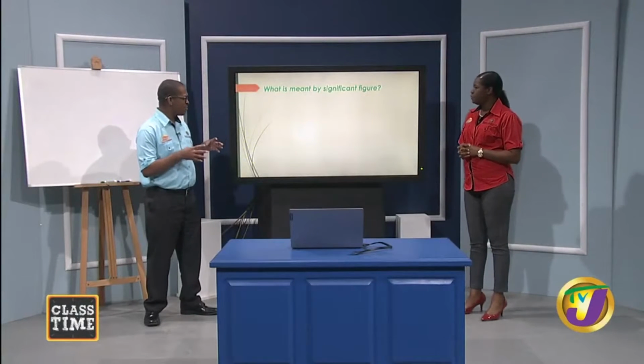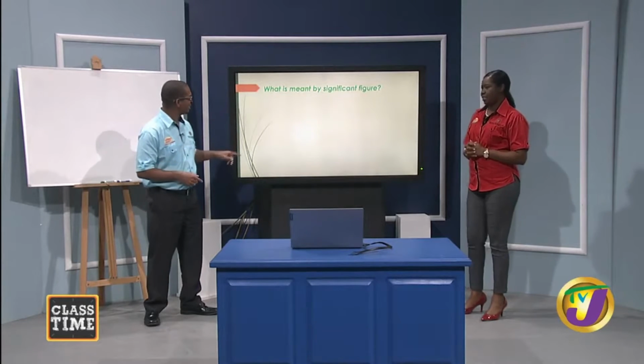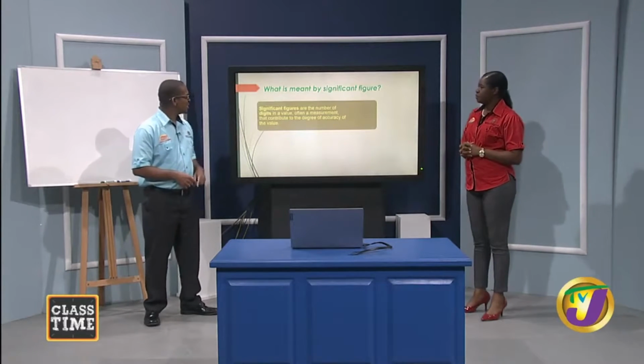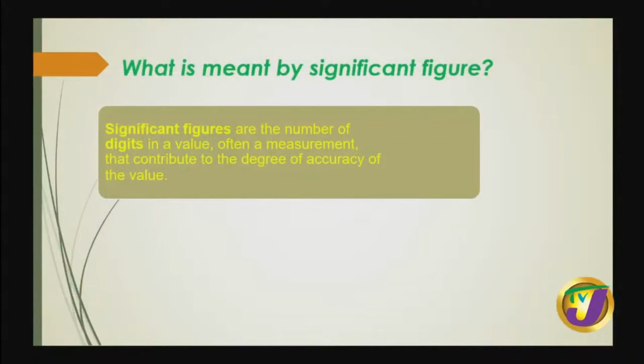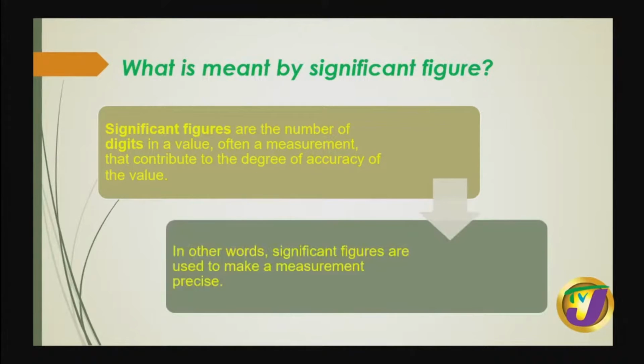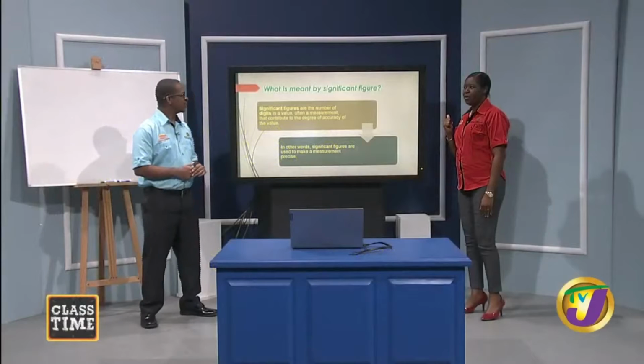Yes, so that word significant means that it's important for some reason, right? Okay. So significant figures are the number of digits in a value, often a measurement, that contribute to the degree of accuracy of the value. In other words, significant figures are used to make a measurement precise. And we see that word precise coming up when we were talking about decimal places earlier and maintaining value when we were rounding. Yes, maintaining precision is important for mathematicians.